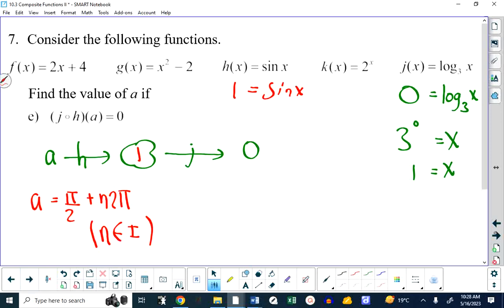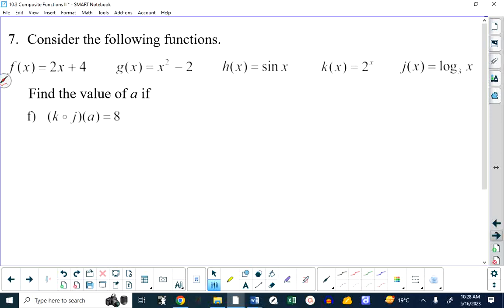One last one. K of J of A equals 8. A goes through J. I don't know how the average person would be able to wrap their head around this stuff without drawing these diagrams. I really don't. I think they just make life so much easier. So A goes into J, which then goes into K, and we get 8.